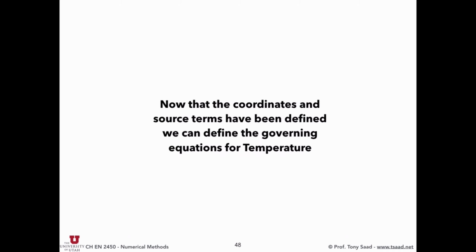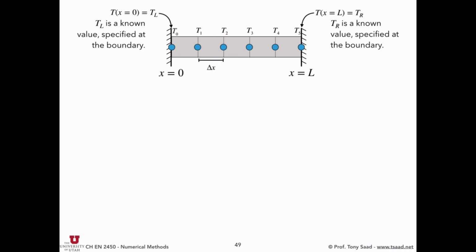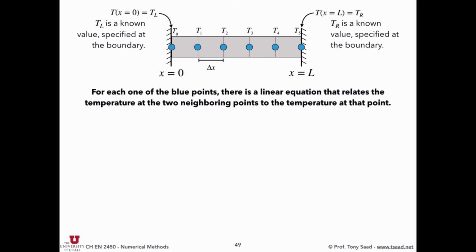Now that the coordinates and the source terms have been defined, we can finally get to defining the governing equations, okay? Again, for each one of the blue points, there is a linear equation that relates the temperature at the two neighboring points to the temperature at that point, okay? So for point 0, we know the temperature. We say T0 is equal to T left. That's the temperature value specified by the user. The experimentalist can specify that.